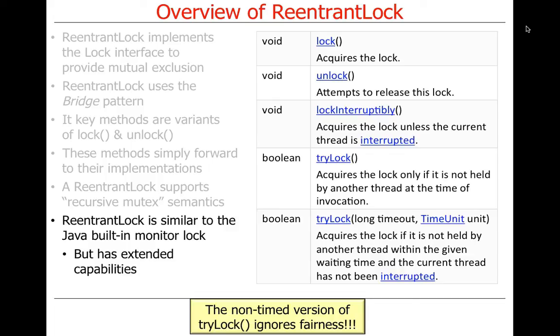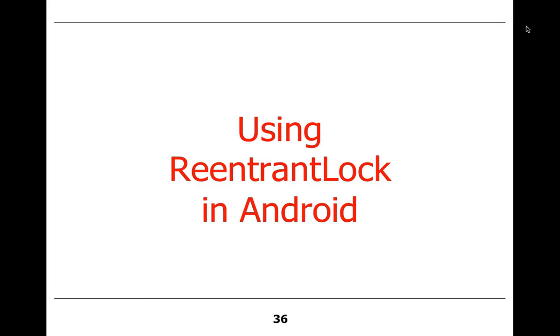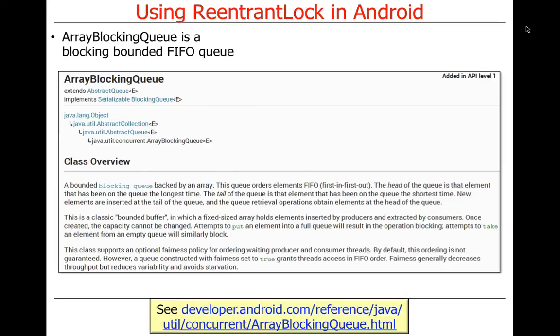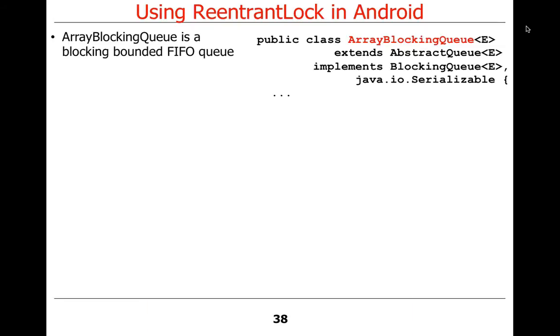OK, what I'd like to do now is show you an example of using ReentrantLock, and then we'll look at the source code. For the example, we're going to use something called ArrayBlockingQueue, which we're going to use for a bunch of different examples. ArrayBlockingQueue is a blocking, bounded FIFO queue.